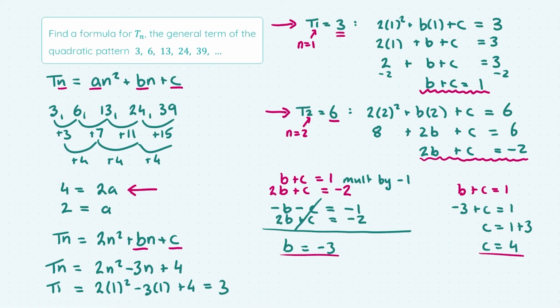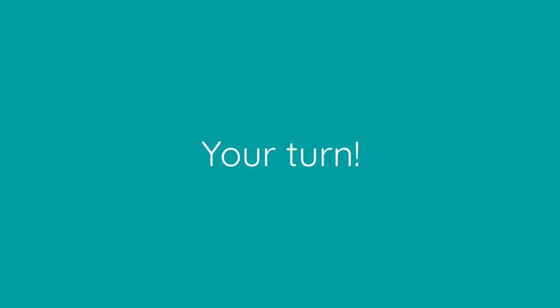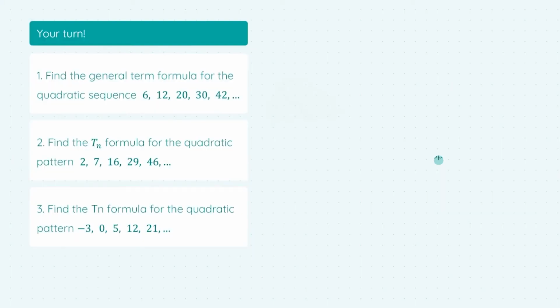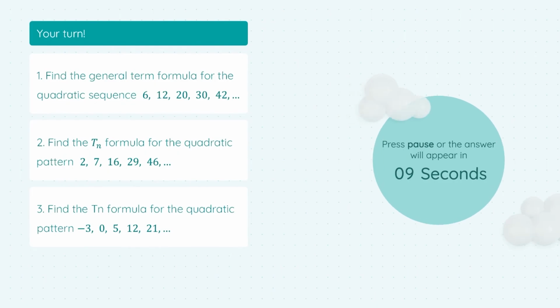And that makes sense because the first term in my pattern should be 3. Let's try it out with another one. Say for term 2, wherever there's an n, I'm going to put a 2. And lo and behold, I get 6, which makes sense that the second term in this pattern is 6. You could work out any term number whatsoever you wanted. If you wanted to know the 10th term, you'd simply sub in n is 10 and work it out. Now it's your turn to try this out. Pause the video here, try these questions out and check in with the solutions when they appear on screen.